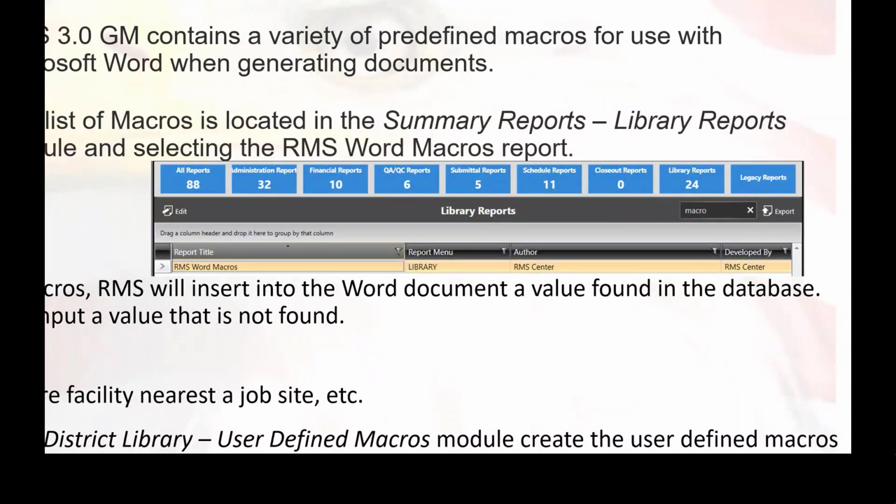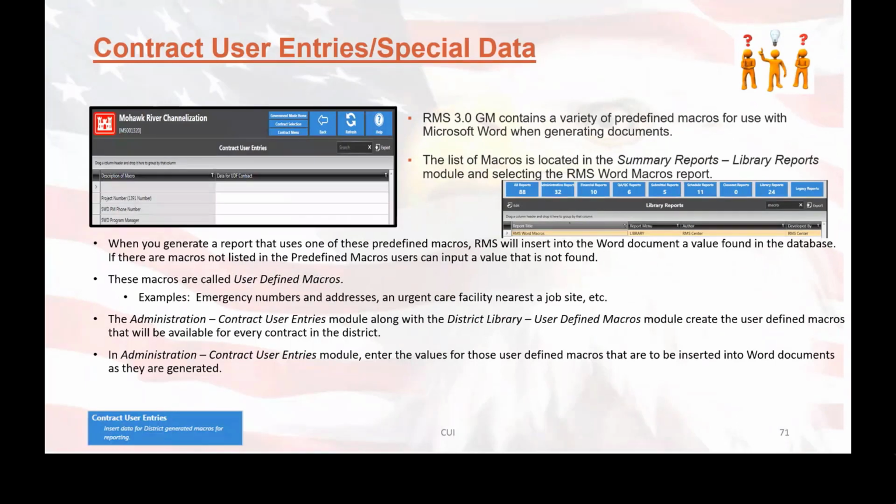The first thing you see, those tabs up at the top that I told you we were going to talk about, that's where summary reports are. So once you open up the summary reports, you click on this search box, this filter box right here that says library reports, and then search for macro, and it will show up RMS Word macros. So that way you can actually see the list of all of the macros that are associated with your contract, and you can add that information. Ooh, what information is supposed to show up in here if you want to see that list.